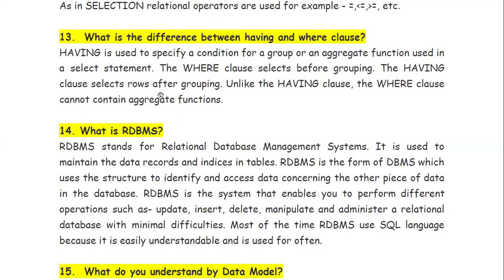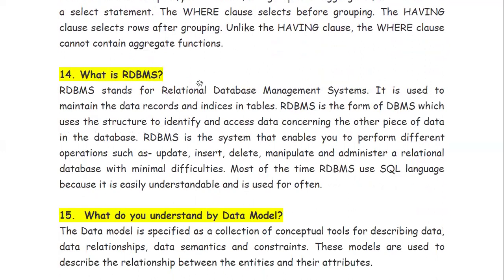So I am repeating again. Remember, having is used to specify a condition for a group or an aggregate function used in a select statement. And with having, we select rows after the grouping. So having selects rows after the grouping, but where selects before grouping, and where cannot contain an aggregate function.